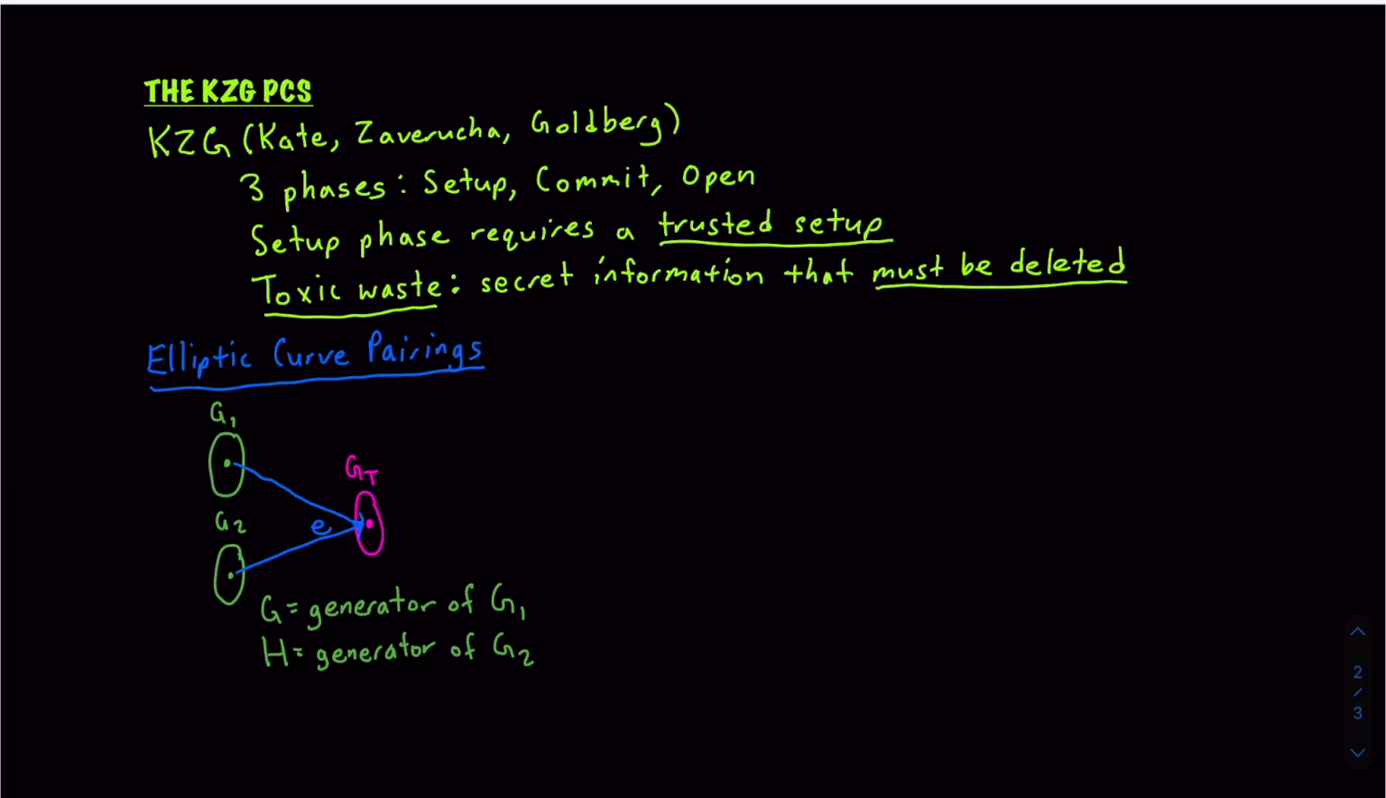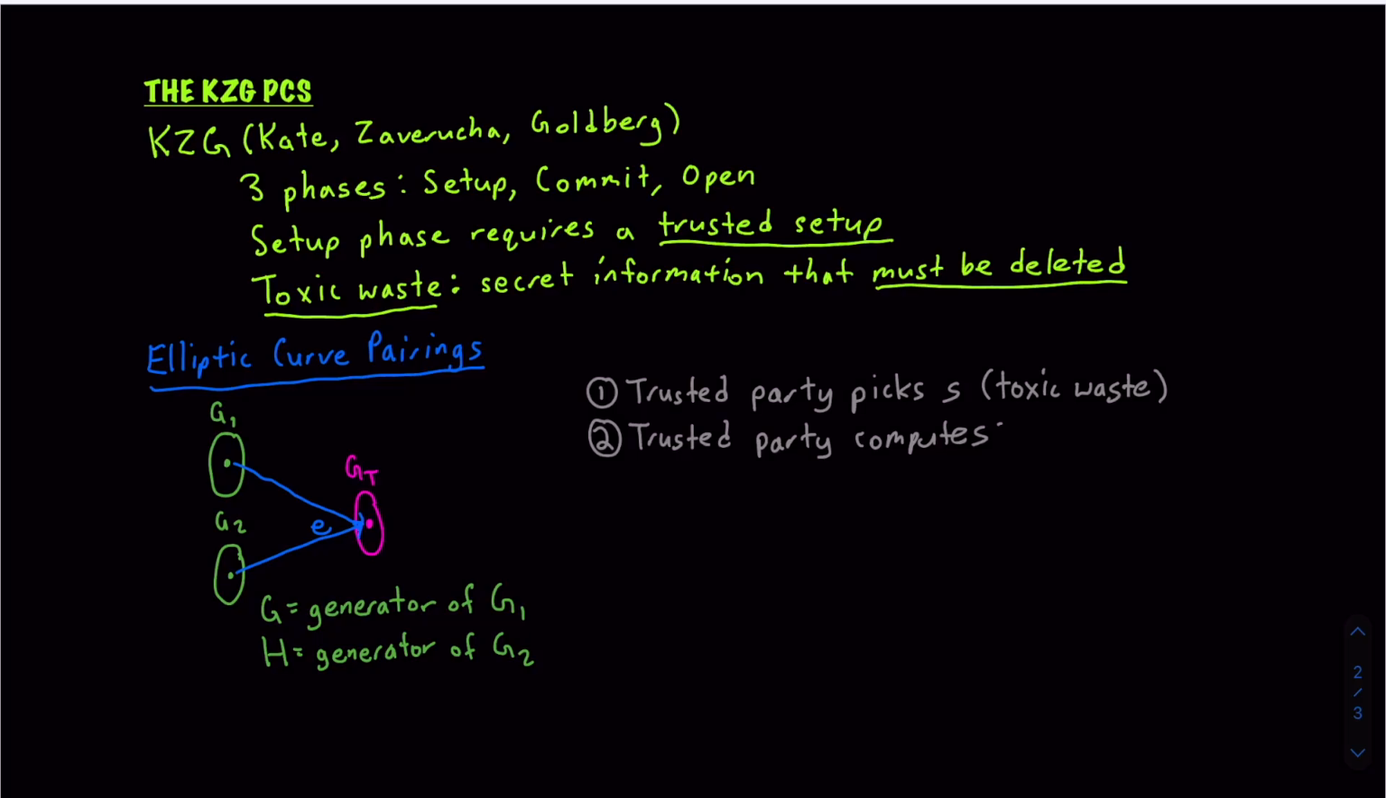The trusted party picks a secret scalar S, which is the toxic waste. It's a scalar, not an elliptic curve point, and the security of the scheme relies on nobody else knowing it. Next, the trusted party computes a sequence of elliptic curve points: s to the power 0 times g, s to the power 1 times g, and so on up to s to the power d times g. Here, d is the maximum degree of the polynomial that can be committed to later on.